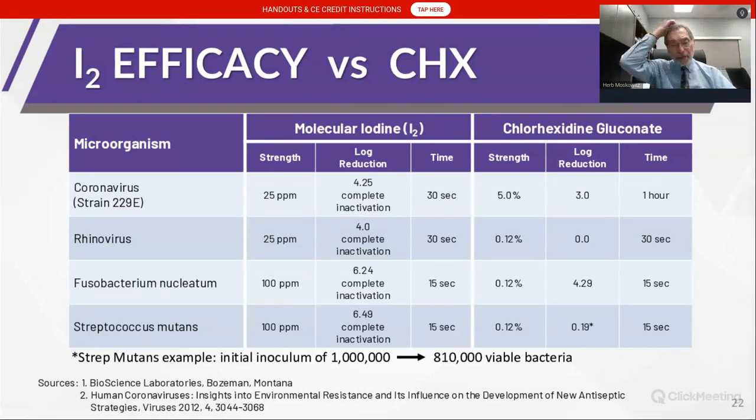And for strep mutans, the principal carriogenic bacteria, chlorhexidine gluconate achieved a 0.19 log reduction. That's the equivalent of starting off with 1 million strep mutans bacteria, and after exposure to chlorhexidine gluconate for 15 seconds, still had 810,000 living bacteria left over. Yet, in that same 15 seconds, strep mutans was completely inactivated by molecular iodine.